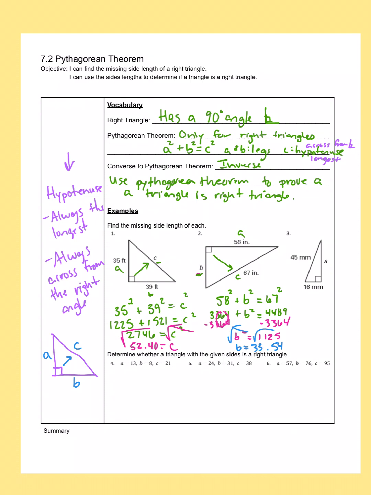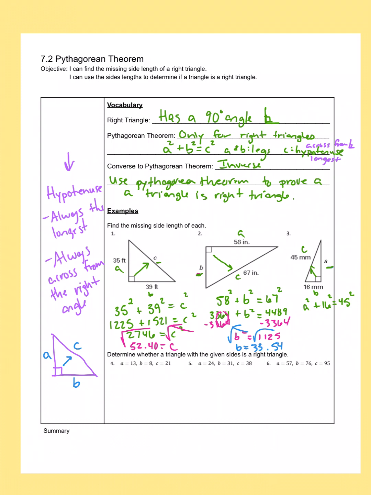And then we'll repeat again for number 3. This time it's A we're missing. But again, remember that if it didn't tell us, we go across from the 90 degrees, and that means this has to be C. And if they're telling us this is A, then that means this must be B. Again, A and B doesn't make a difference. The only one that we have to have is C. So this time I don't know A, so that just stays A squared plus B squared, 16 squared, equals C squared, which is 45, so 45 squared.